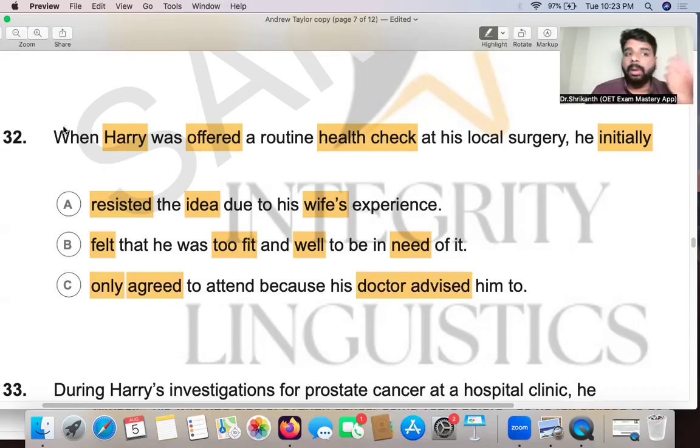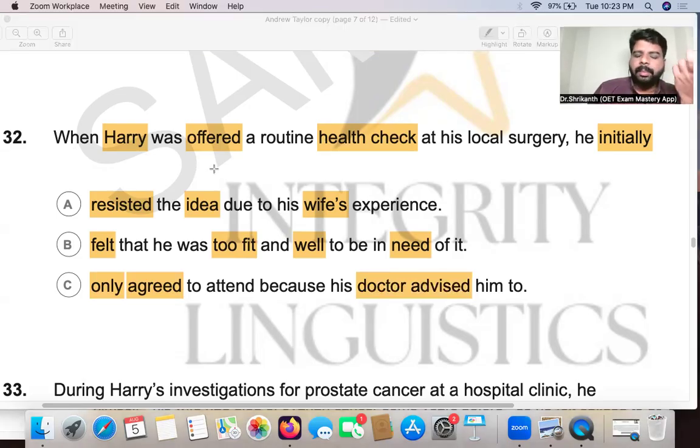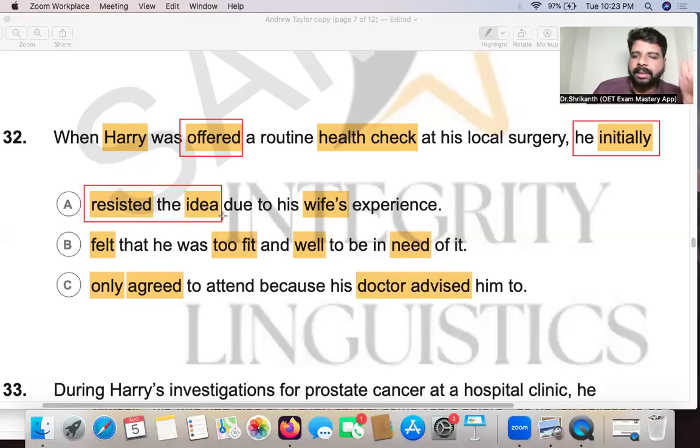Now let's do the verb analysis. What is your duty over here? Your duty is to eliminate the incorrect answer options and choose the correct answer option, right? That is why the elimination strategy is very important. What is the stem of the question? What did he initially do when he was offered this health checkup? The action over here is resistance. He resisted the idea, he resisted the health checkup. This is what he initially did.